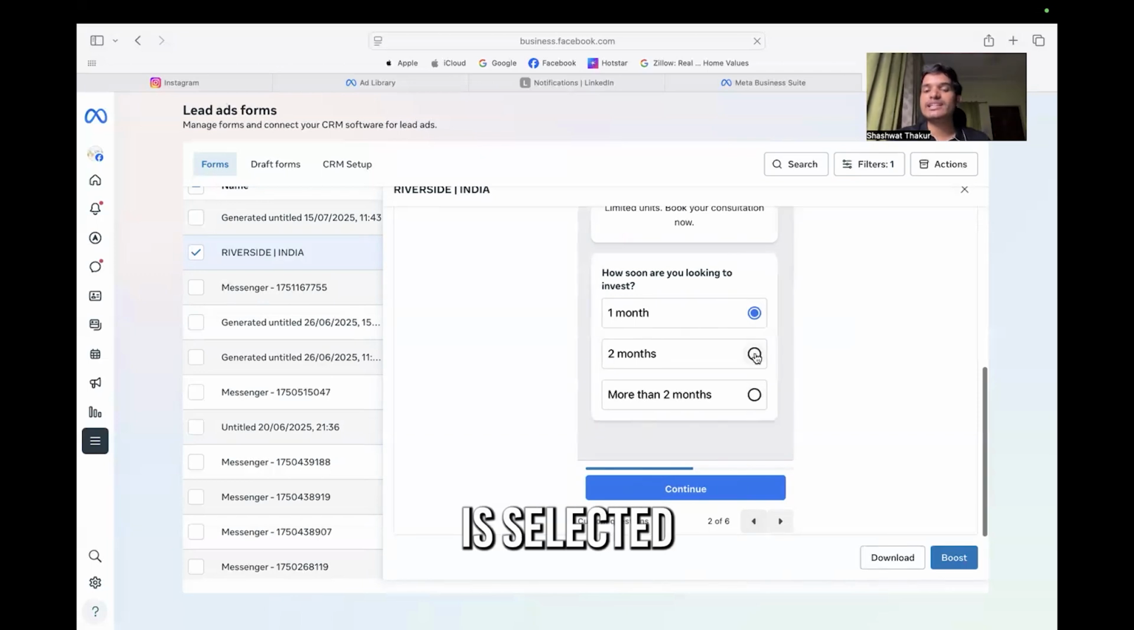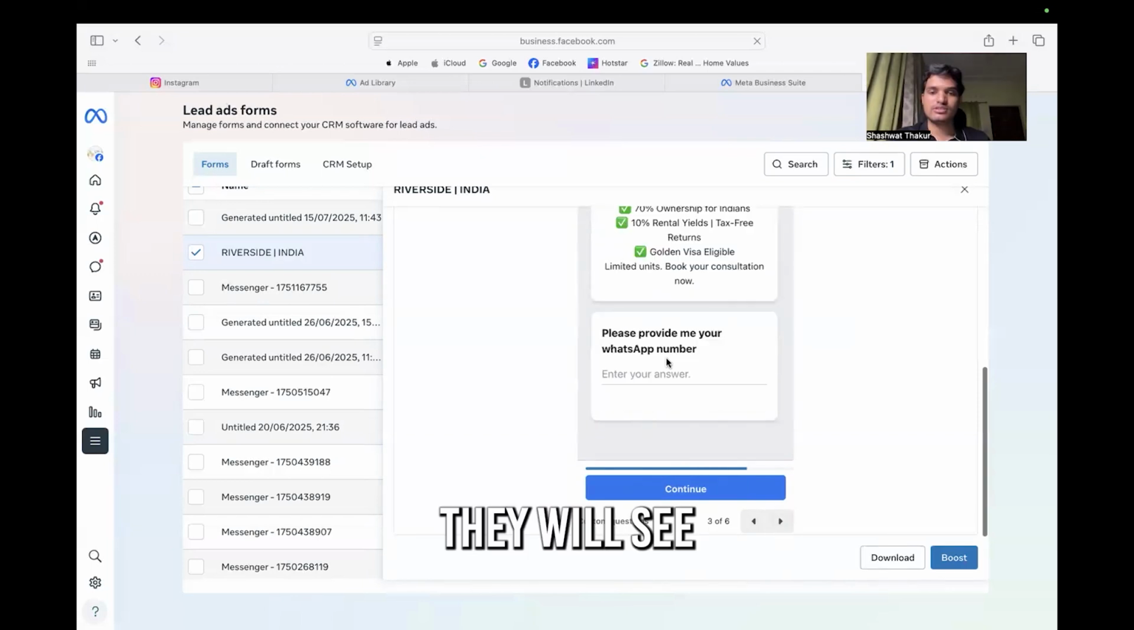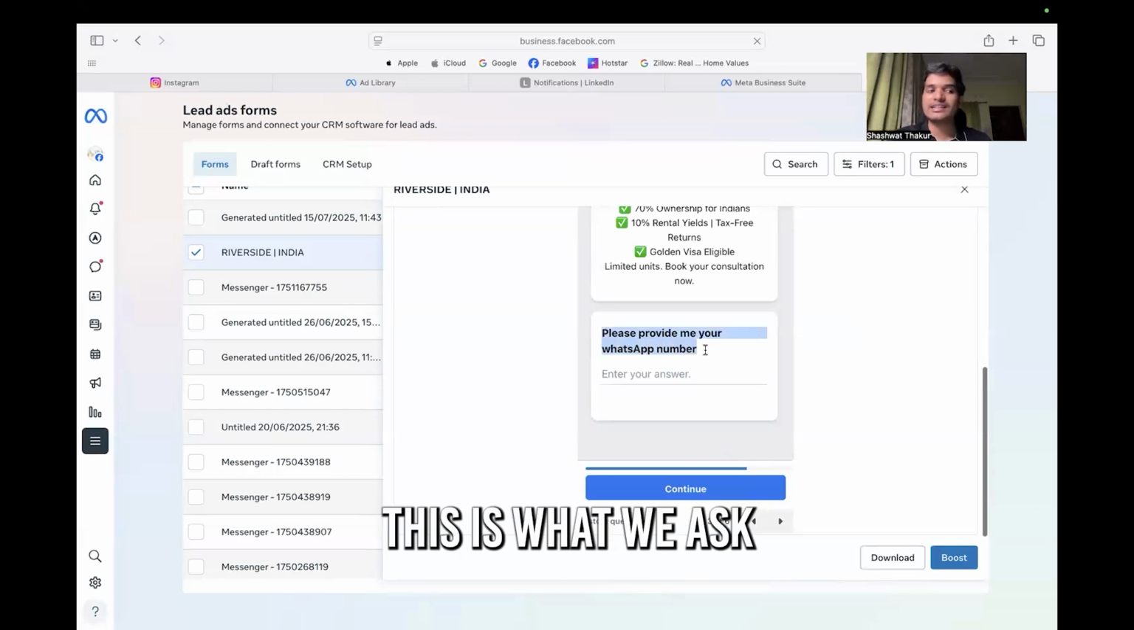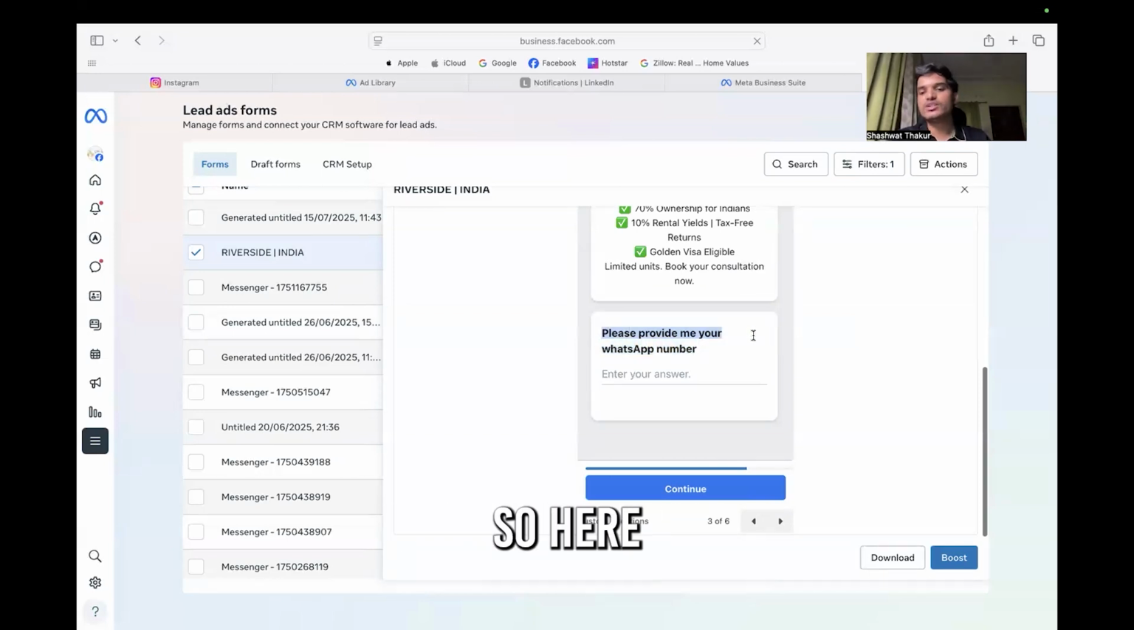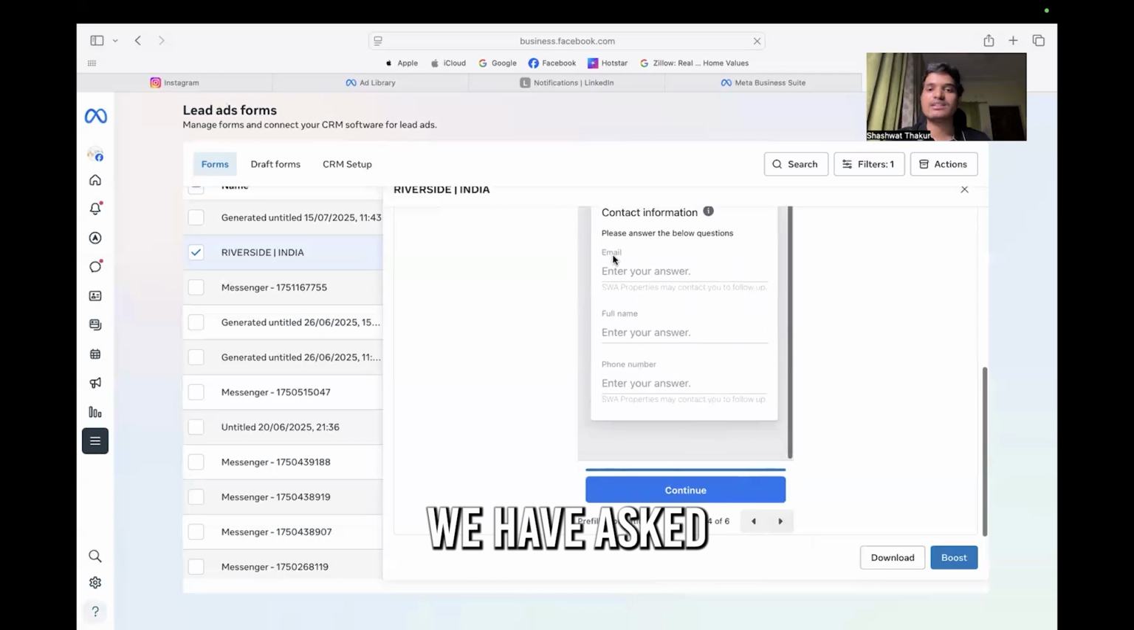If the lead has selected 1 month, then what will they see? They will see something like this: please provide me your WhatsApp number. This is what we ask, and they have to type it manually. So on the third question, they have to manually fill in their WhatsApp number. If someone is manually filling in their WhatsApp number, it means they are interested, because before that we have given them the option, but here they have to fill it manually. Then after this, we have asked about their email, full name and number.